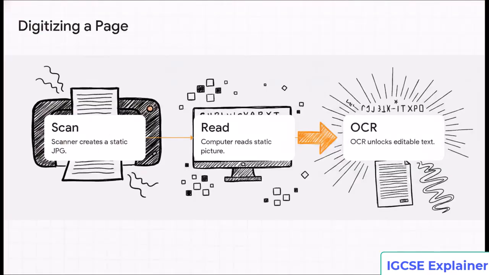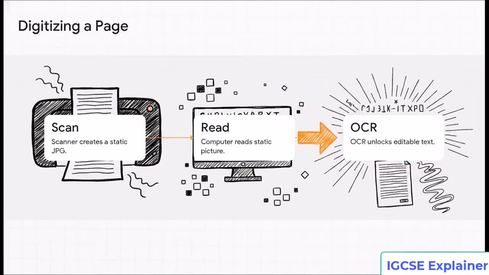Let's move on and see how this builds when we try to digitize a physical page. We go through an amazing three-step journey. First, you take a fragile hard copy document and place it in a scanner. The hardware resolution dictates the quality, creating a static digital image file, like a JPG.